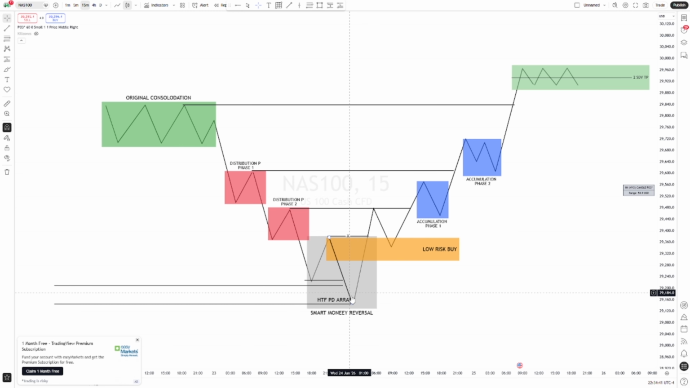Some people will already be in the trade from here using inversion fair value gaps, and some people will come in over here using this low risk buy, which will be their breaker block. Some will wait for, or some will use 50% of this changing state of delivery. Some will use different things. There are many different patterns to use over here.